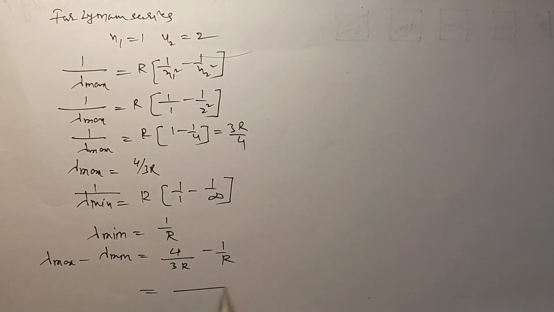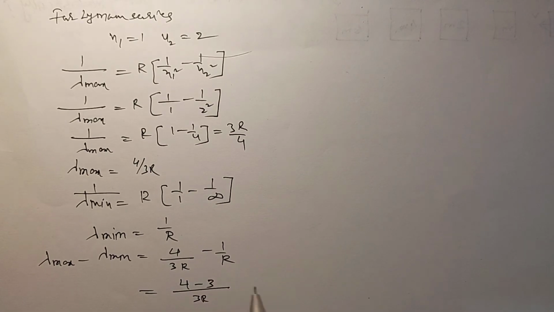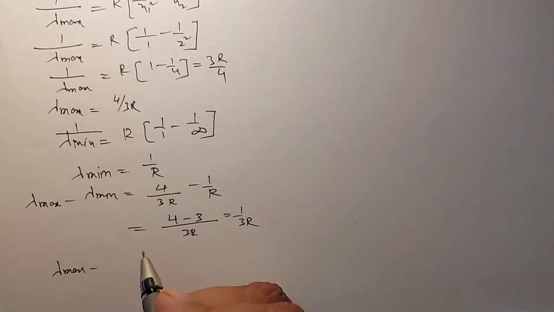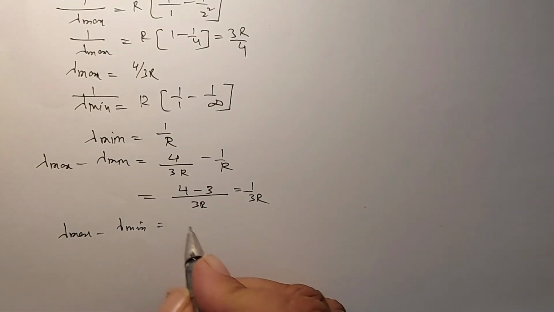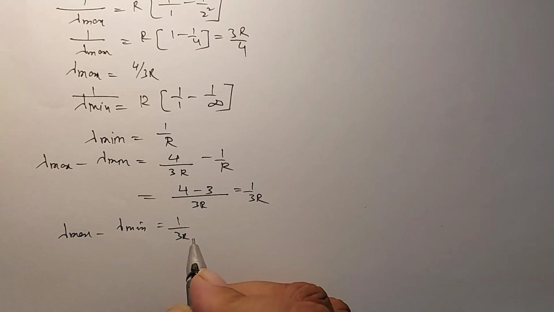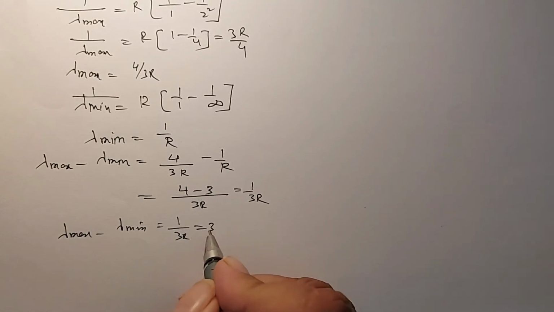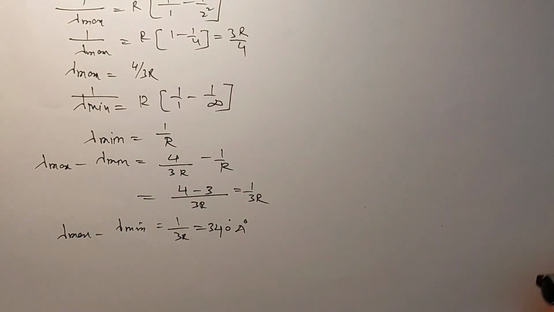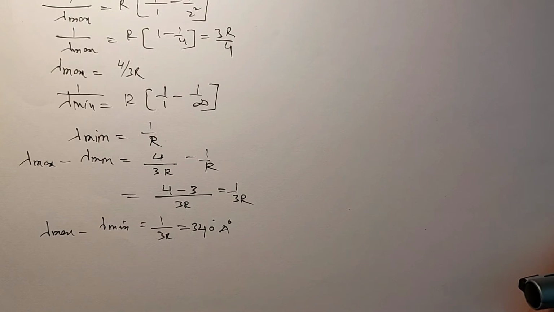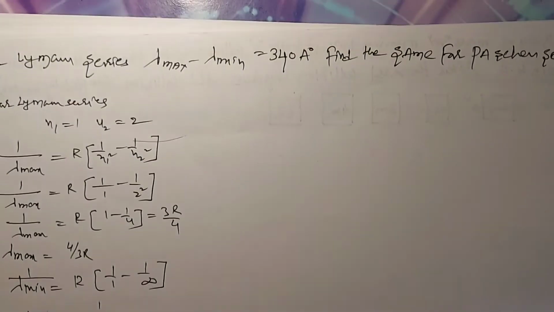So here 3R is the LCM, that is equal to 4 minus 3, which is equal to 1 by 3R. So finally we got lambda maximum minus lambda minimum is equal to 1 by 3R, that is equal to 340 angstroms. Now the same calculation we are going to do for the Paschen series.